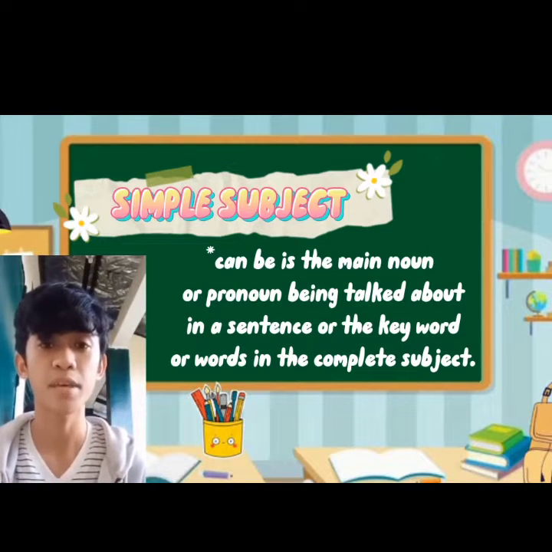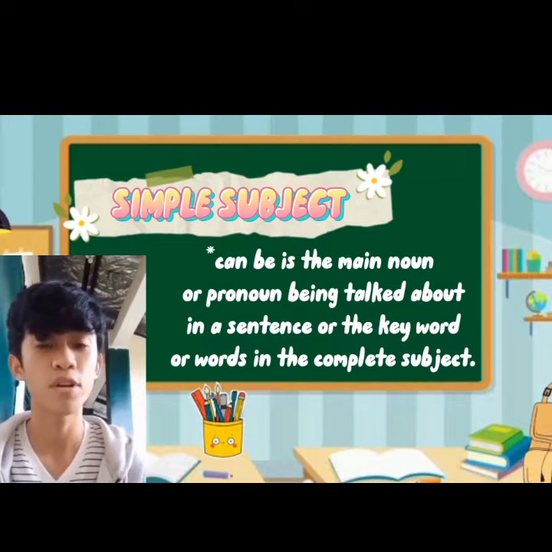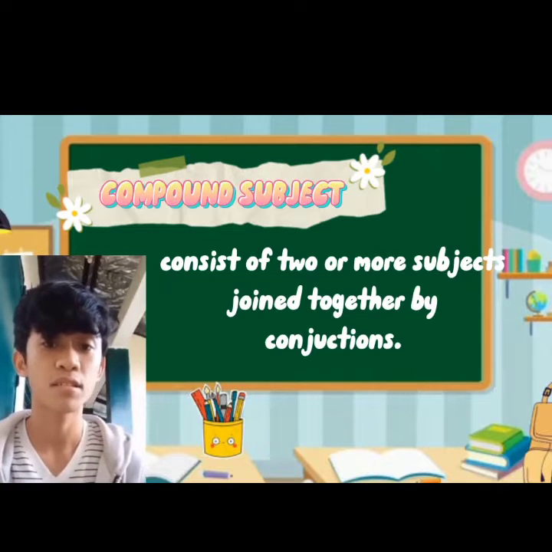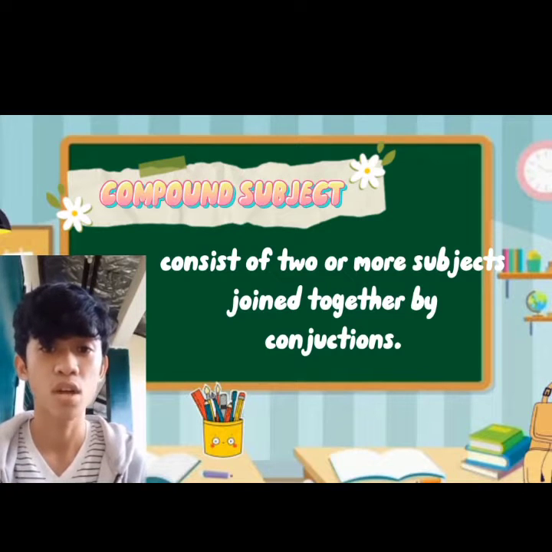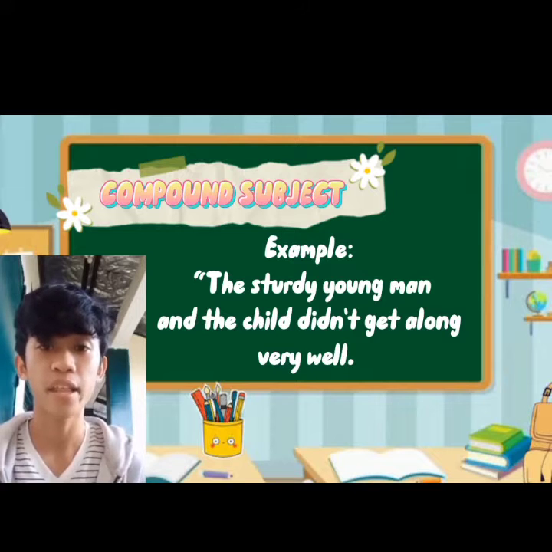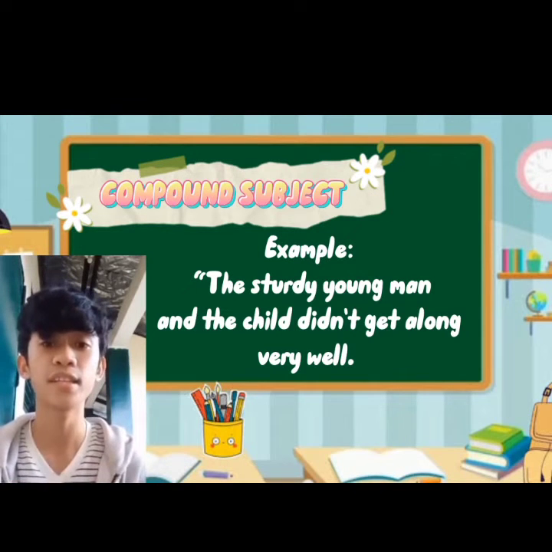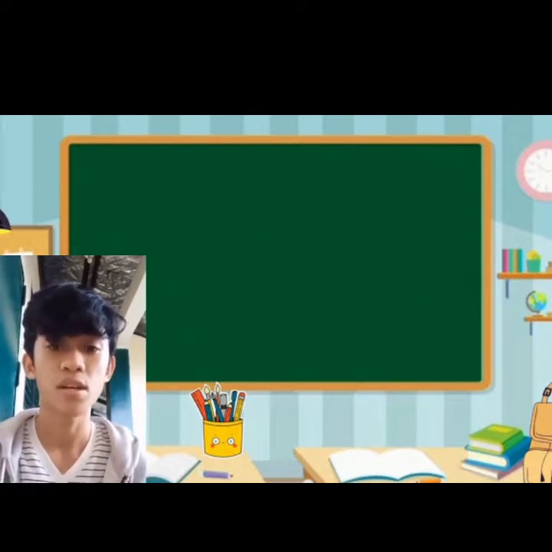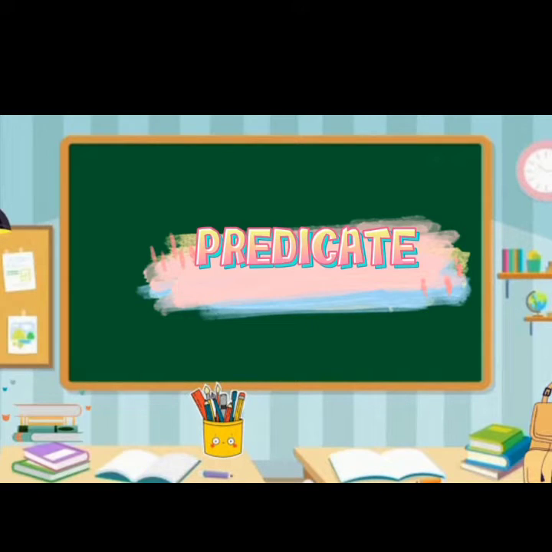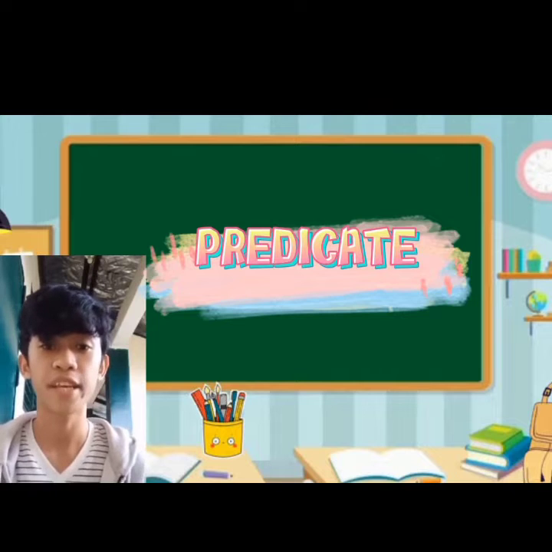A simple subject can be the main noun or pronoun being talked about in a sentence, the keyword in the complete subject. And the compound subject consists of two or more subjects joined together by a conjunction. Example: the sturdy young man and the child didn't get along very well. So that is the example of the compound subject. So let's proceed to the predicates.